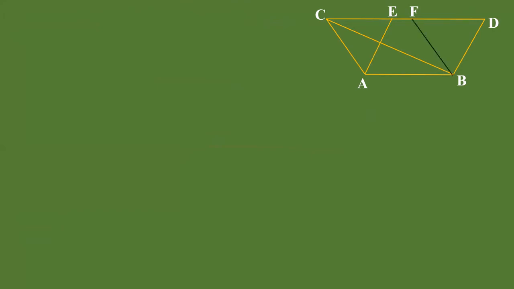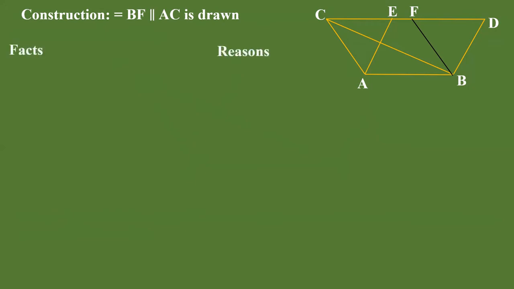So what I do is I will just join BF, not only join, I draw the line BF parallel to AC. So let me write here in the construction, BF parallel AC is drawn. Why am I doing that? Because we need two parallelograms so that we can use the first theorem in order to prove this theorem, right? Okay, here I did the construction. Now the next, the facts and reasons columns, let's write it.